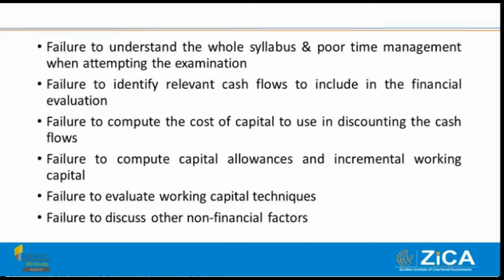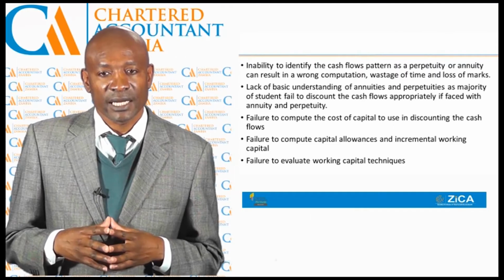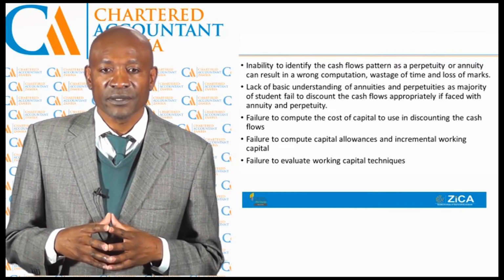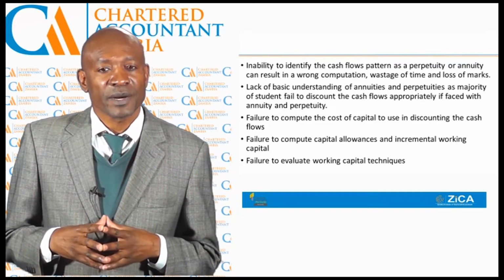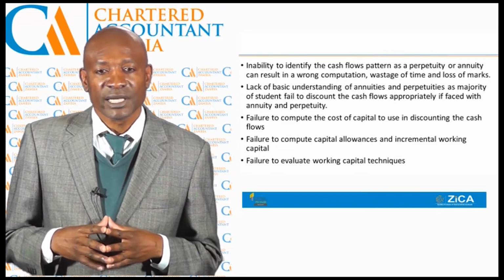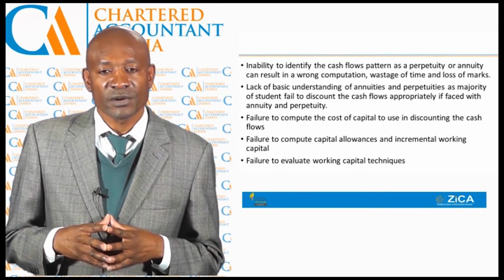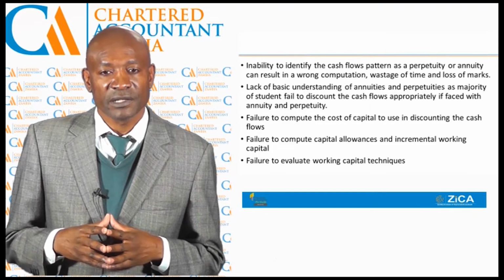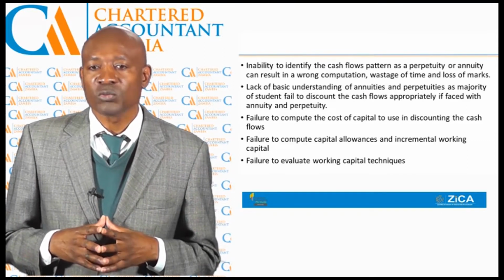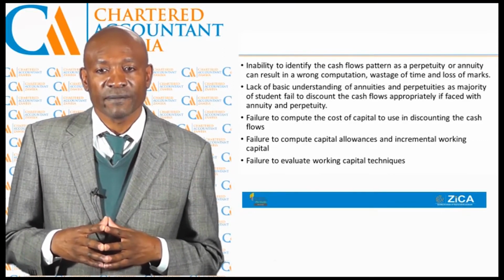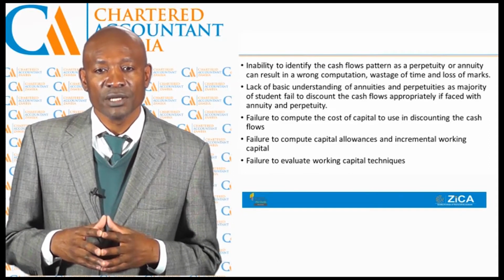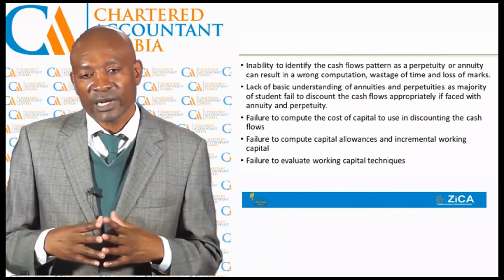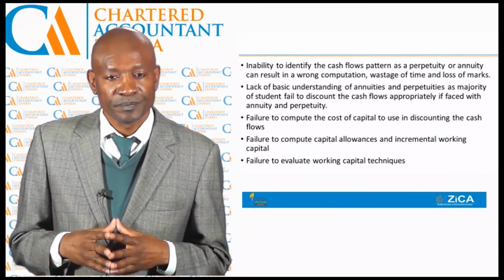If cash flows are an annuity for 15 years, students who don't understand the cash flows will end up preparing an answer that might take them more than the required time. If, say, it's 15 or 20 years, that would probably take 2 pages. But if the students use an annuity, you'll be able to cover the question within a short period.